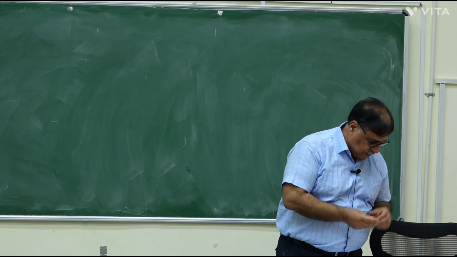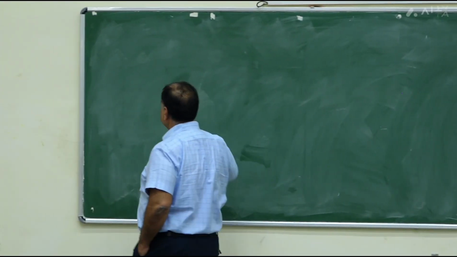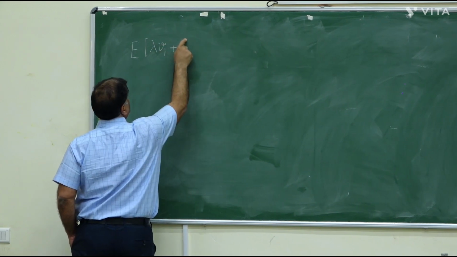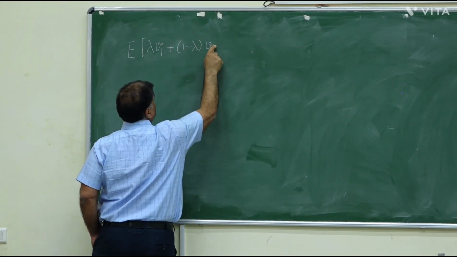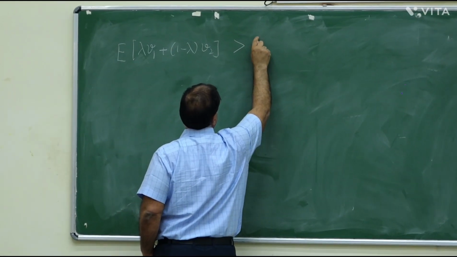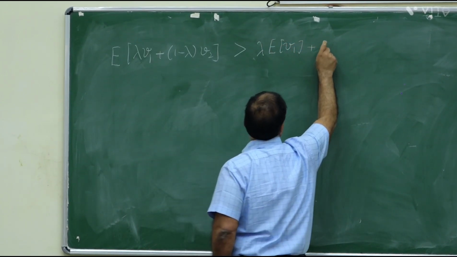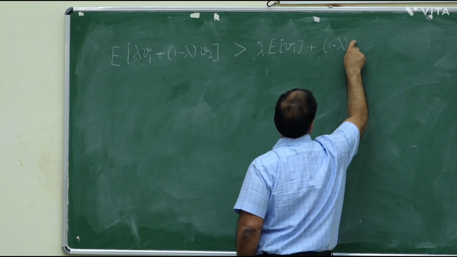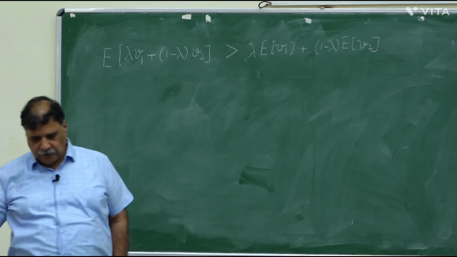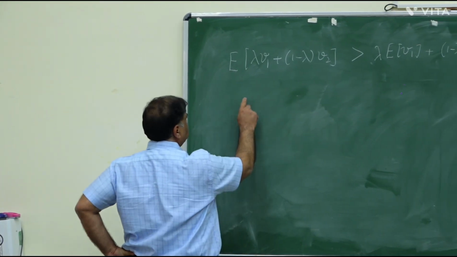A question somebody raised yesterday was, I had written for the energy E of lambda V1 plus 1 minus lambda V2. This satisfies this concavity property, lambda E V1 plus 1 minus lambda E V2. And this was not connected with whatever we were doing, this was a property of energy, but you can use this. So for example, suppose I take a diatomic molecule.